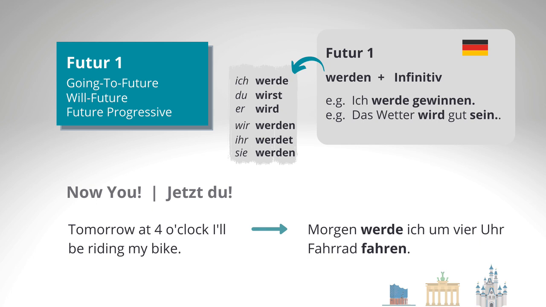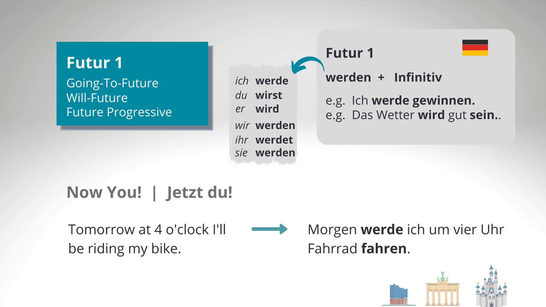Now, the only thing that's left is we need to include the rest of the sentence. And the rest of the sentence needs to be between werde, our Hilfsverb, and fahren, our main verb. Tomorrow at 4 o'clock I'll be riding my bike. Morgen werde ich 4 Uhr Fahrrad fahren.